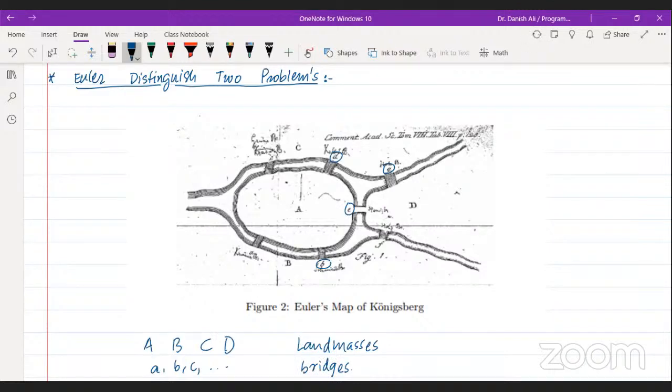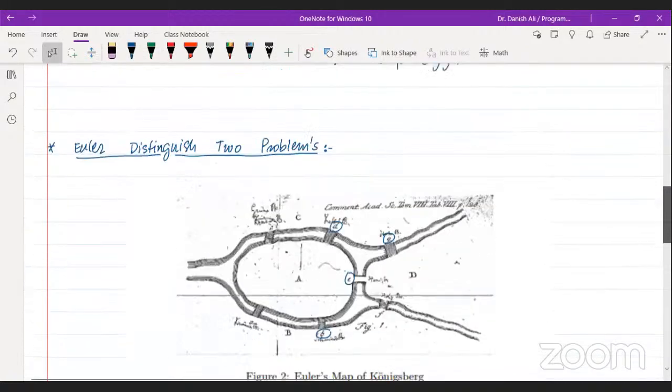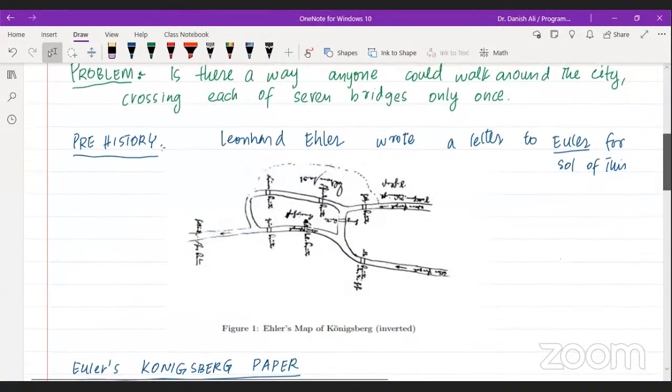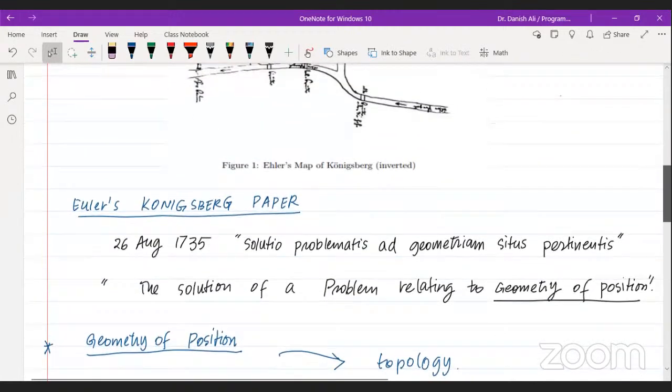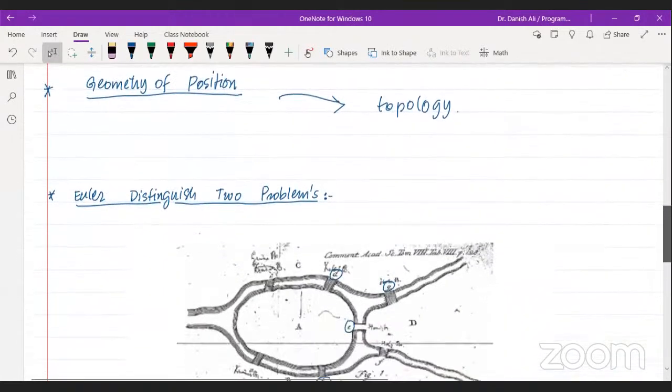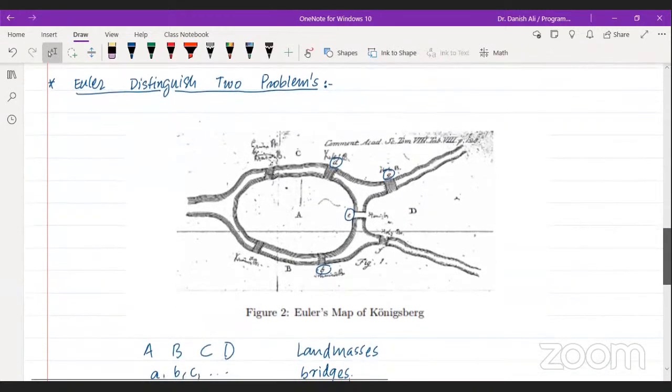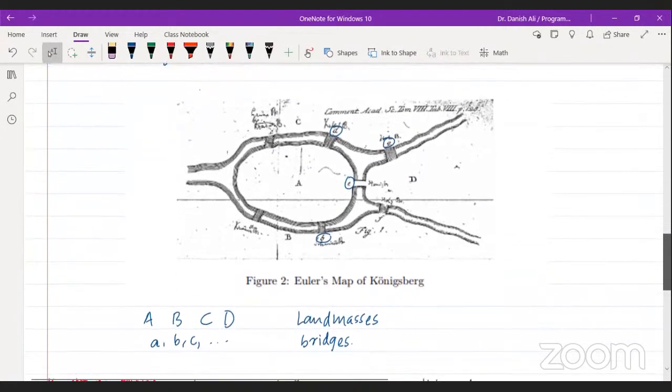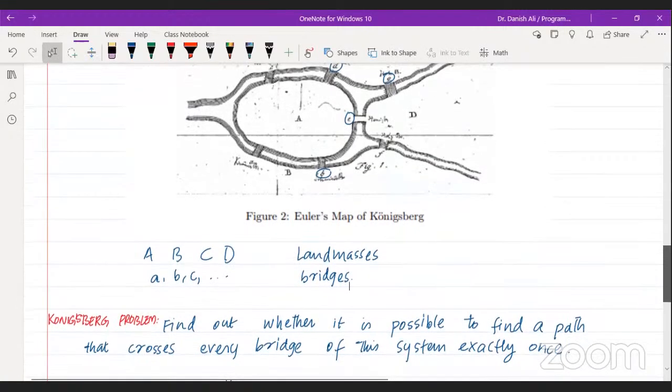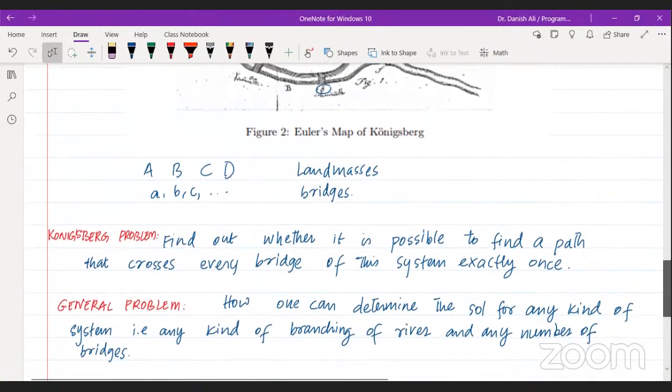So this is the first thing he does with the map, and he does not care about the other information which Euler gave him, like the names of the bridges and the flow of the river. He thinks that these are irrelevant information. So the only relevant information is the land masses and the bridges. So he named the land masses with capital letters A, B, C, D, and bridges with small letters. So he proposed two problems.